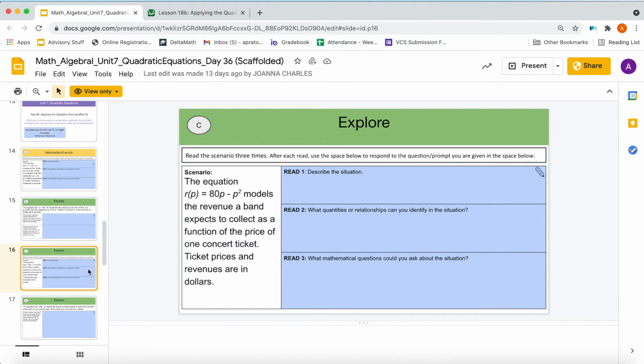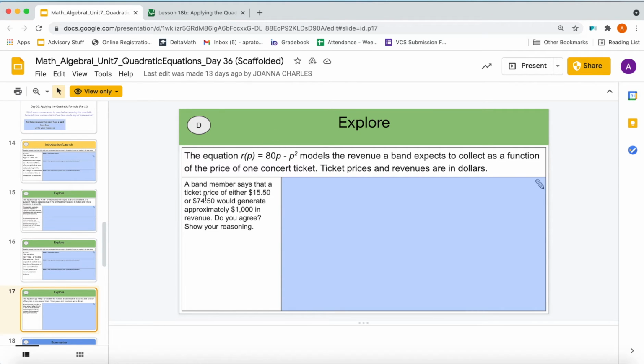And then the second situation, again, they're asked to use 3 reads and then go ahead and answer a question revolving around that scenario. It's really important to ensure that you're using the 3-read strategy, because by using 3 reads, it's going to give students an opportunity to really solidify a strong understanding of the problem itself, which will then make it much simpler when they come to the actual execution of solving the problem.